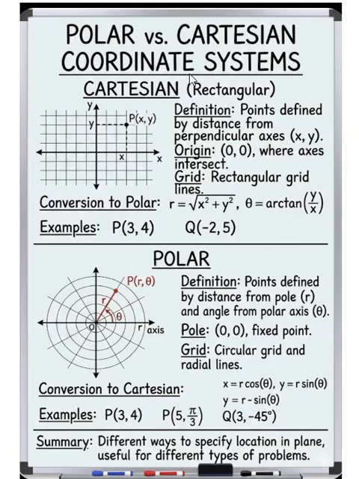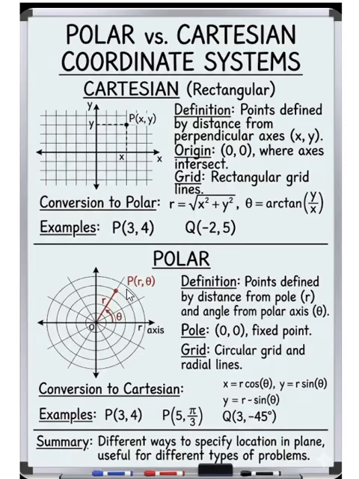In case of the Cartesian coordinate system, the point is represented by x and y, which represent the perpendicular distance from the x-axis and y-axis. The origin is (0, 0), and there is a rectangular grid. But in case of the polar coordinate system, the point is represented by two things, r and theta, where r represents the distance of that point from the pole, and theta will represent the angle.